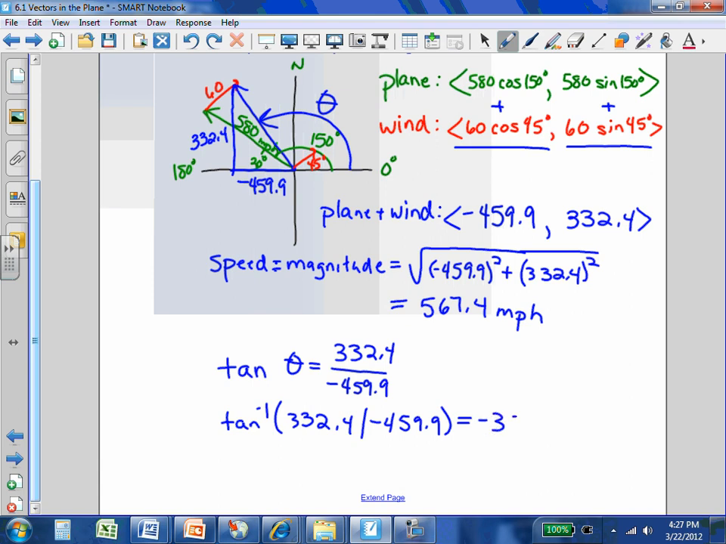and that's going to tell me that we have negative 35.9 degrees. That's what it says, but that's not where we are. In fact, negative 35 degrees would be down in this direction. Again, we're going to add 180 to get our final. So adding 180 degrees, we are really at 144.1 degrees. And that is the end of section 6.1.